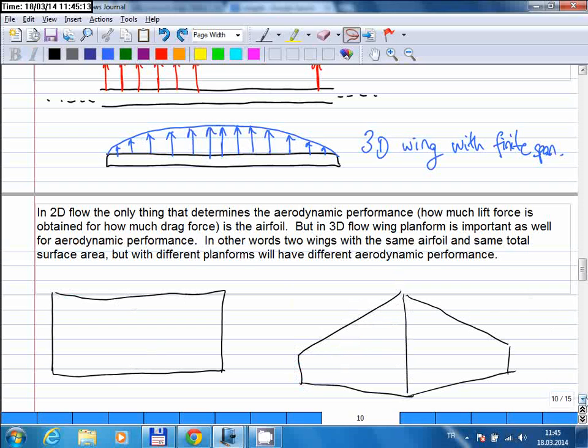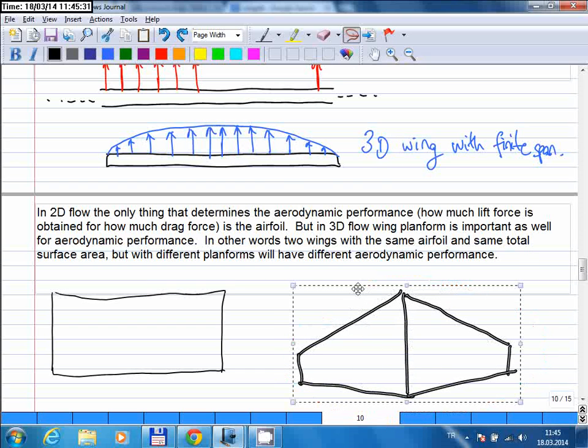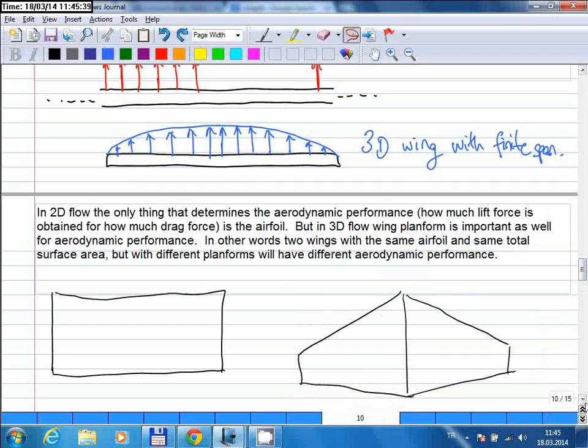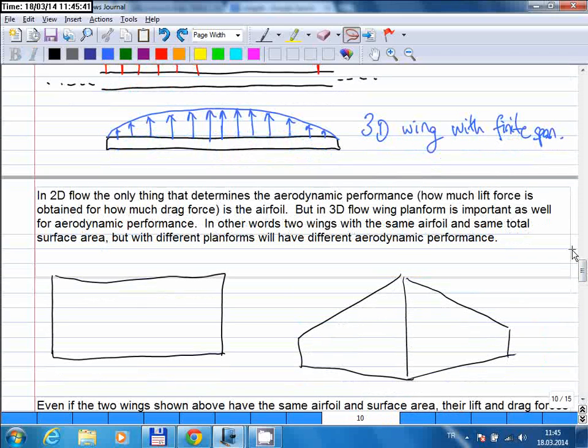Okay, so if you compare these two wings, which one of these two wings do you expect to create more lift force? Which one? This one? Okay, good. So does everybody agree with this? Do you all think that this wing should be creating more lift force? It's good that you all agree on this, and that's obviously the case.